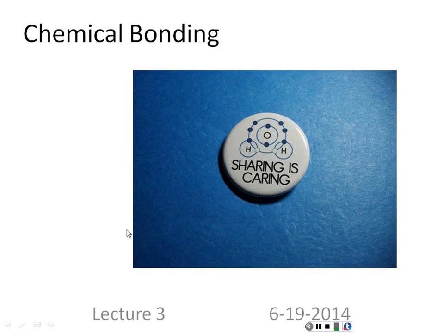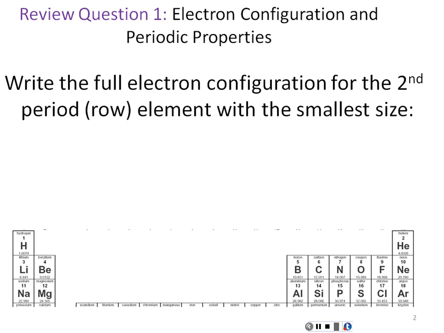Welcome to the third lecture of General Chemistry. In this lecture we're going to be talking about bonding, and this material can be found in Chapter 9 of the text. Before we start with bonding, let's do a couple of review questions from Chapter 8.